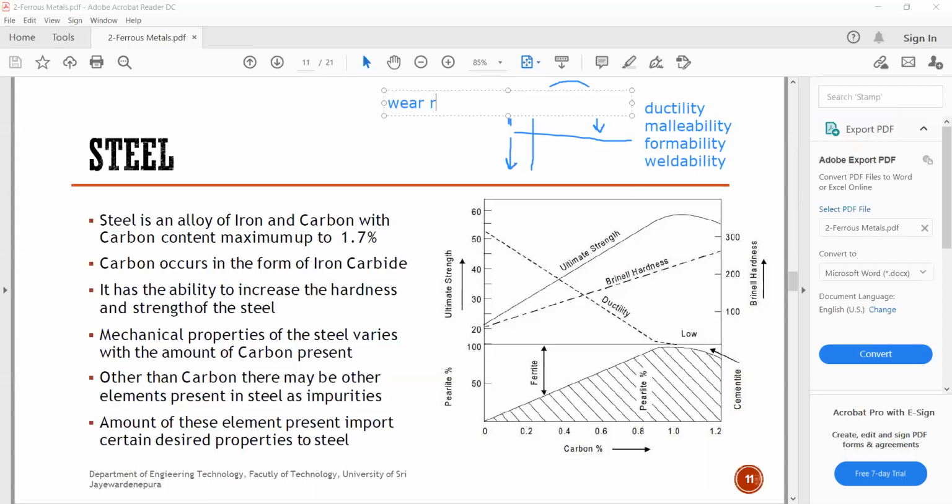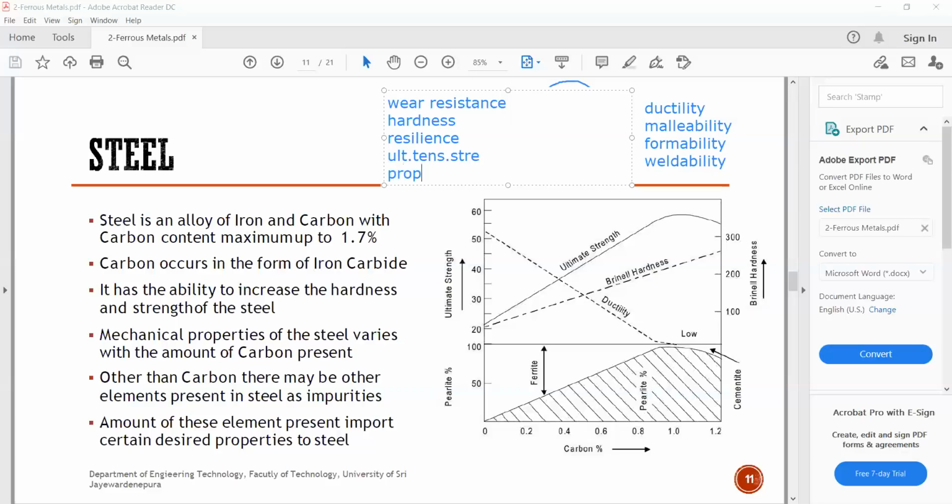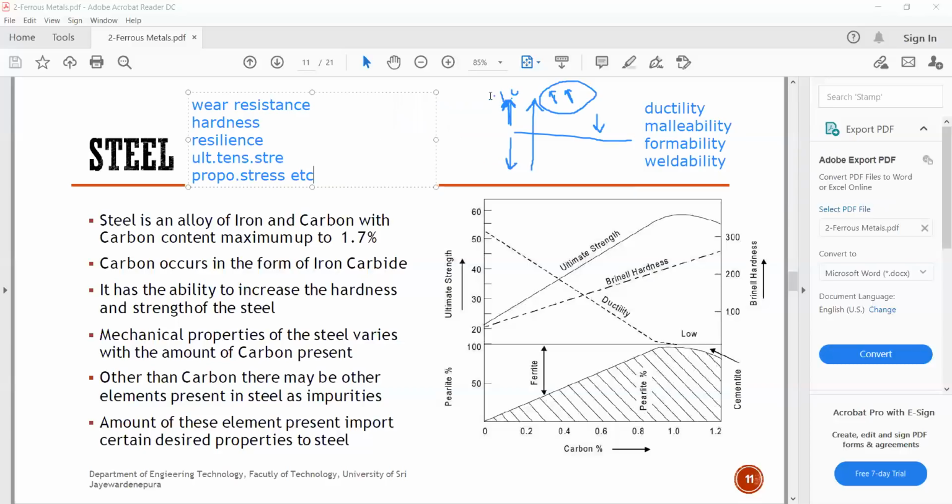Wear resistance, hardness, resilience, ultimate tensile strength, proportional stress, etc. Right? So these are the things that will be increased when you increase the percentage of carbon.